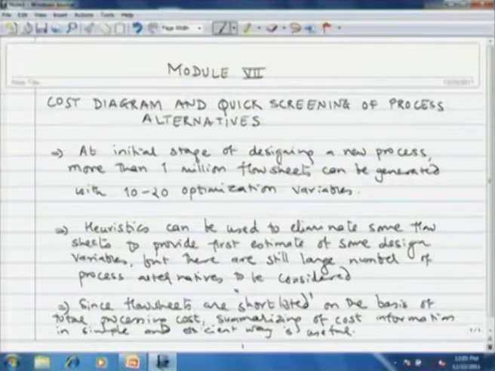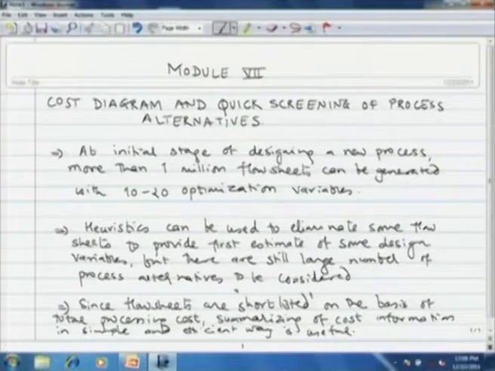Welcome. We are starting the 7th module of our course, that is cost diagram and quick screening of process alternatives. In the previous modules, we have seen how a flow sheet is synthesized. Then we saw the aspects related to the reactor design, then the separation systems, then the heat exchanger network or heat integration of the system.